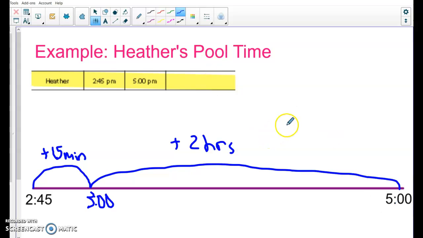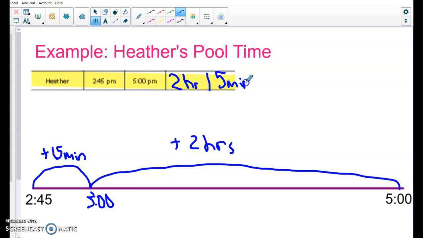So then, like in our video, it told us we have to add our hours separately and our minutes separately. You cannot add hours and minutes together. You have to do it separately. So, I know that Heather jumped 2 hours and 15 minutes. So I would write 2 hours and 15 minutes.